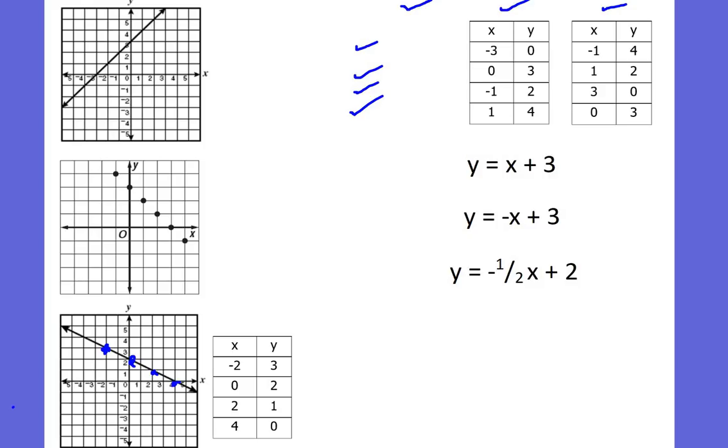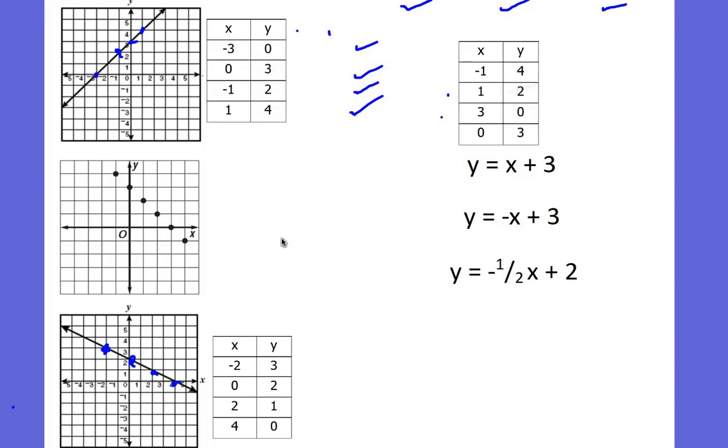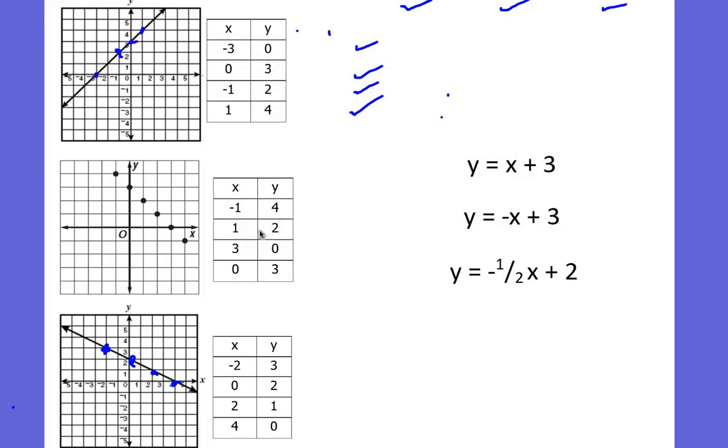-3, 0. Well, 1, 2, 3, 0 definitely is not the second one, so it's got to be this first one. I've got -3 and 0, which is right there. I've got 0 and 3, which is right here. I've got -1 up 2, which is right there. And I've got 1, 4, which is right there. So I know those two match, so I'm going to bring this over to here.